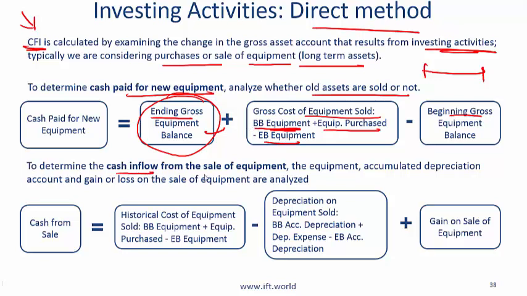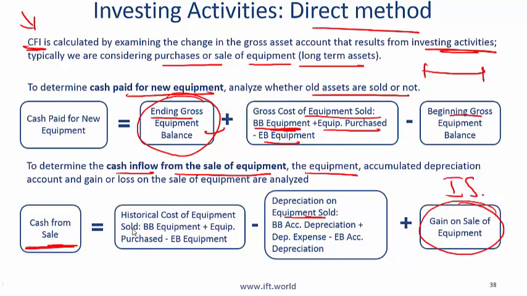Next, to determine the cash inflow from the sale of equipment, the equipment accumulated depreciation account and gain or loss on the sale of equipment are analyzed. So you are selling equipment, how much cash do you get? That cash is equal to the historical cost of equipment minus the depreciation on equipment sold. So you can't just take the full depreciation number, you need to take only the depreciation for the equipment sold. And then gain on sale of equipment, this is easy, this comes straight from the income statement.